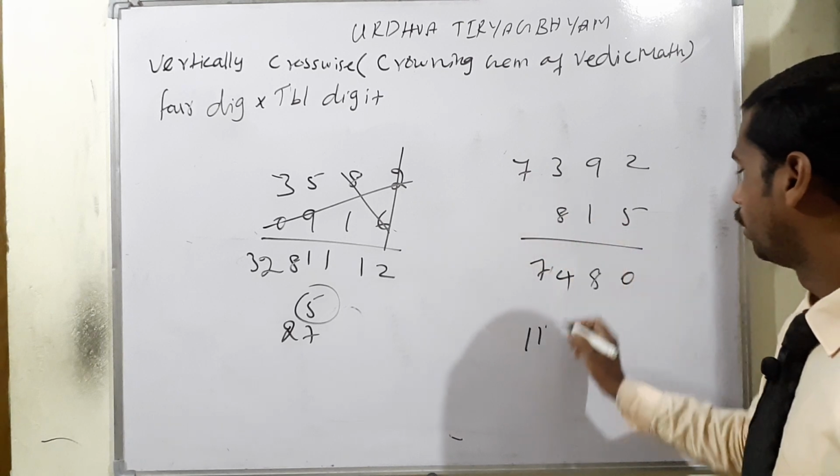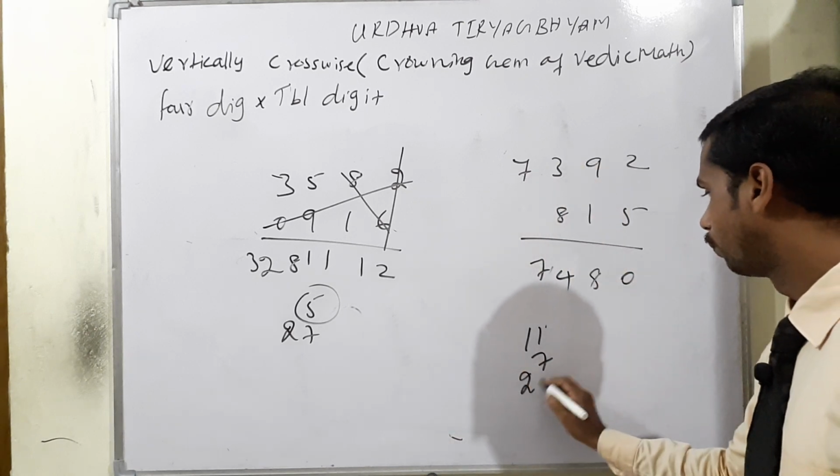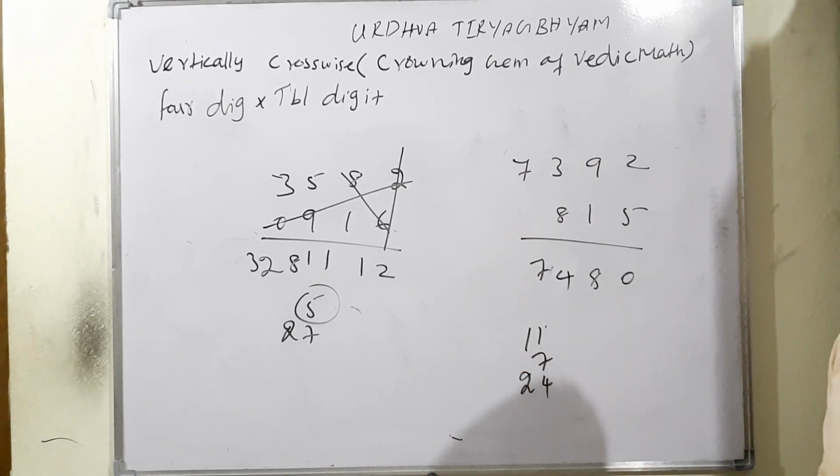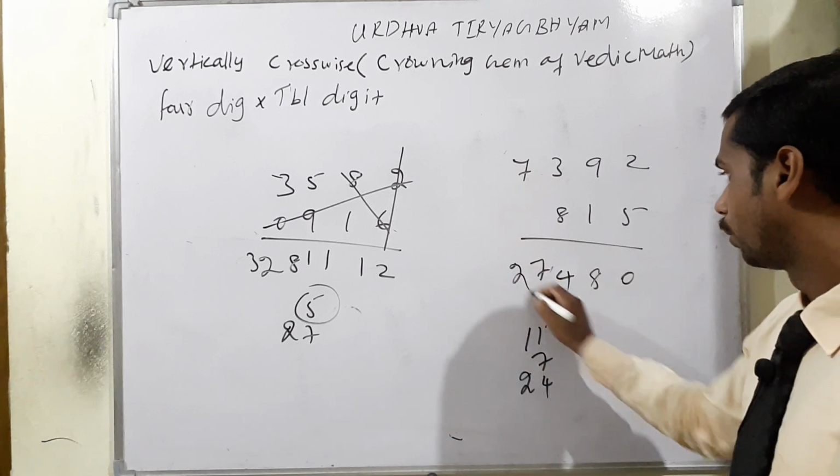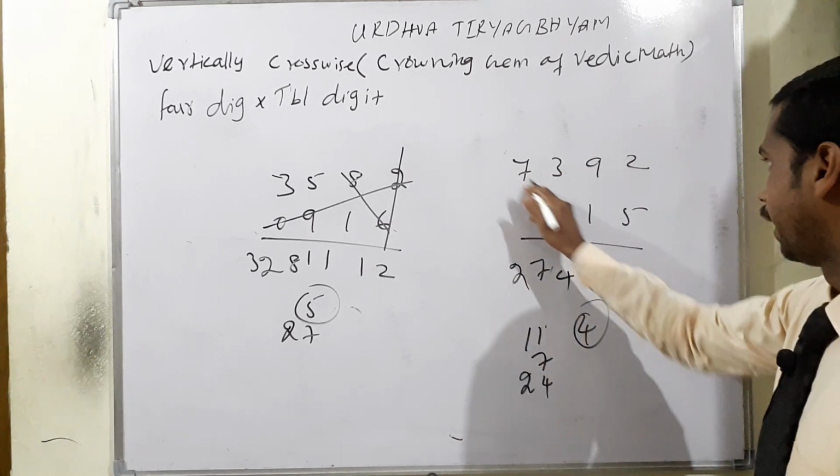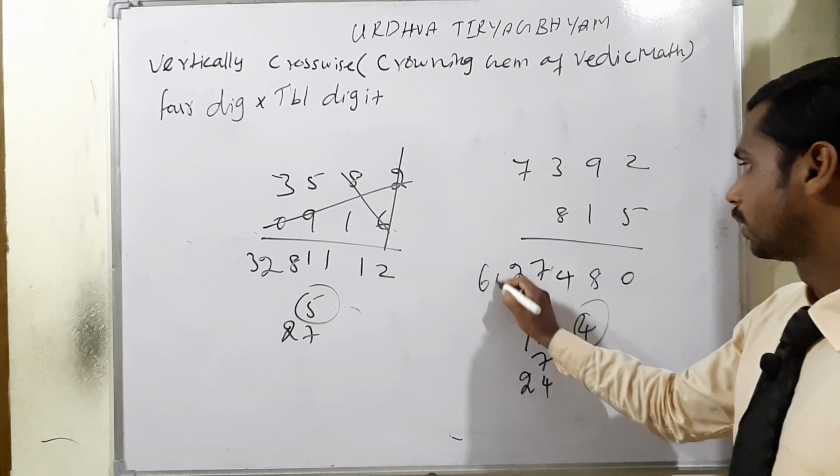So 0 1 into 7, 7. 3 8s are 24. 24 plus 11 is equal to 35. 35 plus 7 is equal to 42. Again 4 only. 8 7s are 56. 56 plus 4 is equal to 60.